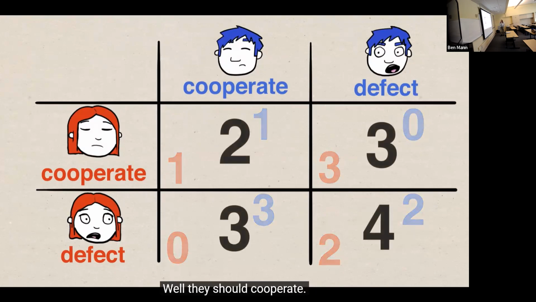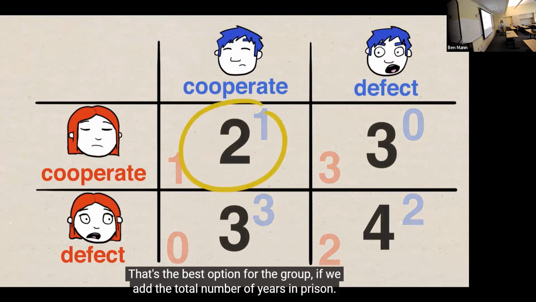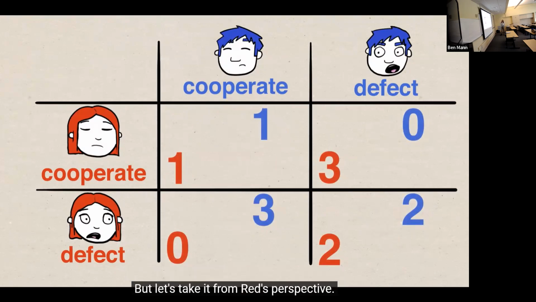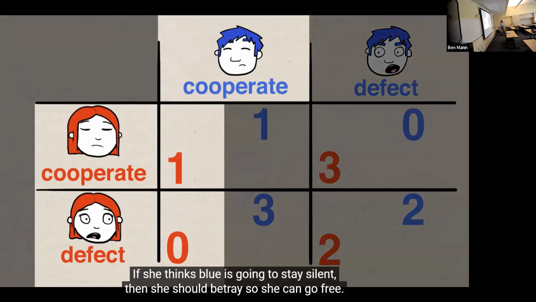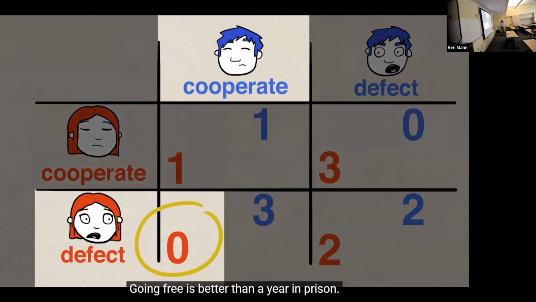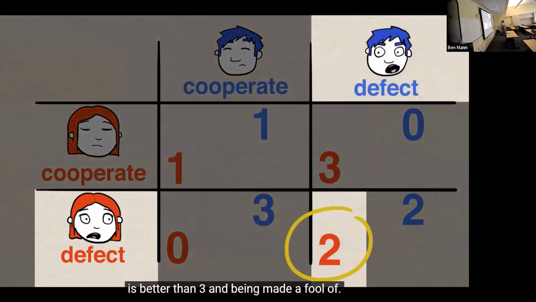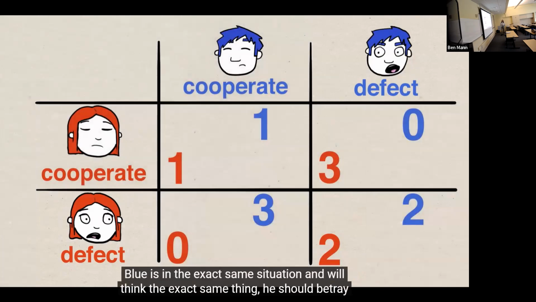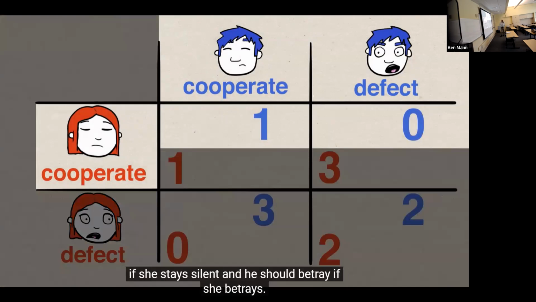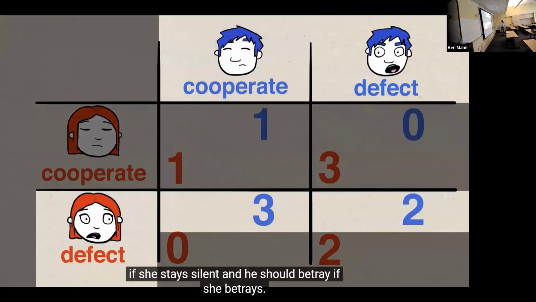Well, they should cooperate. That's the best option for the group if we add the total number of years in prison. But let's take it from Red's perspective. If she thinks Blue is going to stay silent, then she should betray so she can go free. Going free is better than spending a year in prison. If she thinks he's going to betray her, then she should definitely betray. 2 years in jail is better than 3 and being made a fool of. Blue is in the exact same situation and will think the exact same thing. He should betray if she stays silent, and he should betray if she betrays.